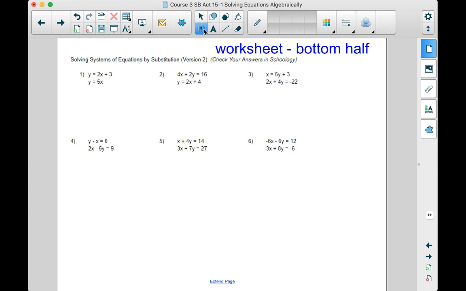And you can ignore where it says version 2. I kind of changed the versions because version 1 and version 2 are different. They're technically both substitution, but I gave them different names. So I want to take a look at number 1 together.